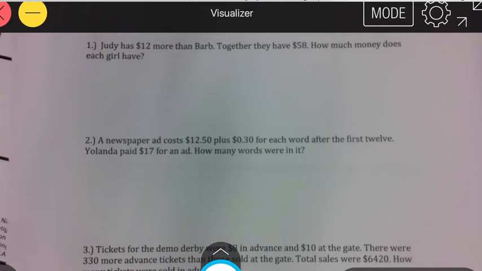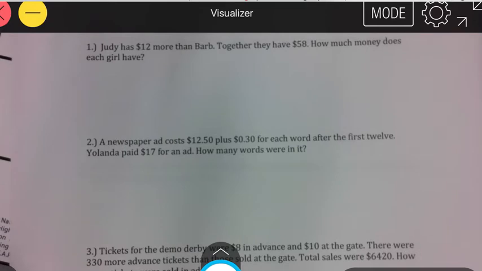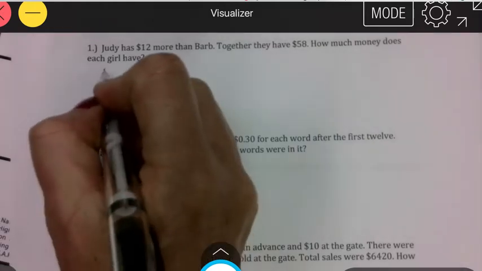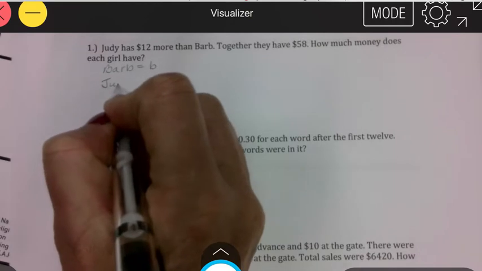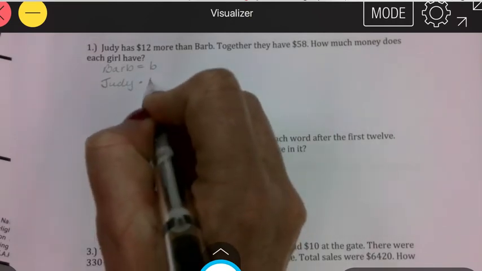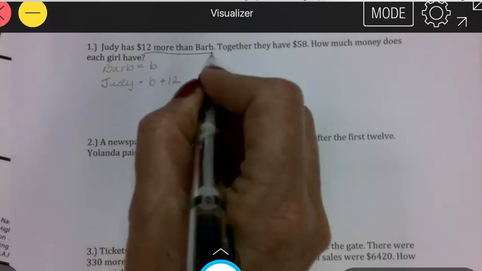One variable. Starting out on problem number 1, it says that Judy has $12 more than Barb. Together they have $58. How much does each girl have? Well, if we let Barb be equal to B, then that means that Judy must be equal to B plus 12 since she has 12 more dollars than Barb.